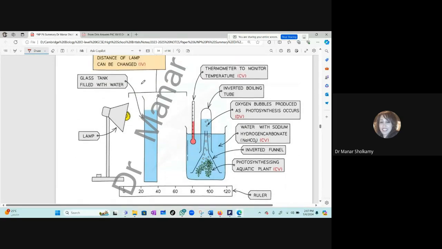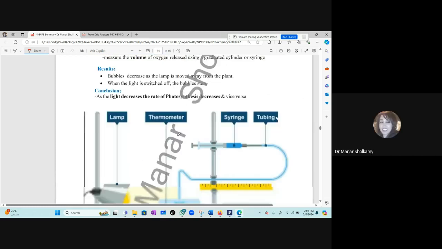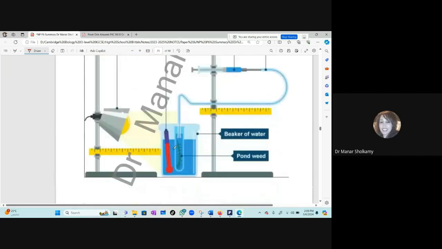Now here I am studying light intensity. How do I change the light intensity? Using a lamp, changing the distance of the lamp. Very good. And why is this water tank in between the lamp and the plant? To absorb the heat. Okay, very common and very easy. And this is a better picture showing you the graduated syringe.